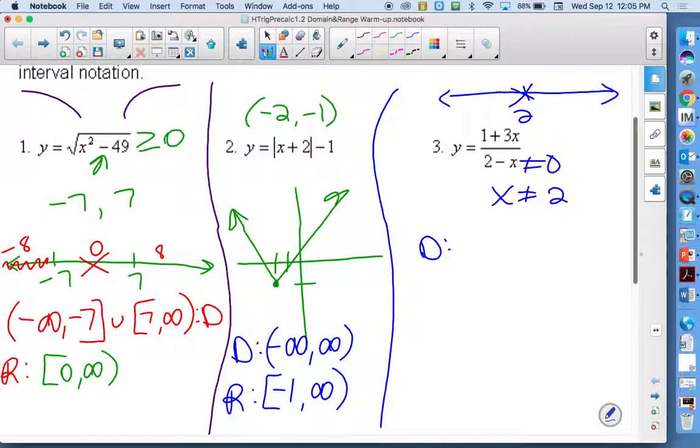It can be anything else. So how do you write it can be anything else but 2? Negative infinity, comma 2, both with parentheses, 2, comma infinity. Nice. So it can be anything else except 2. So in interval notation, negative infinity to 2 and 2 through infinity.